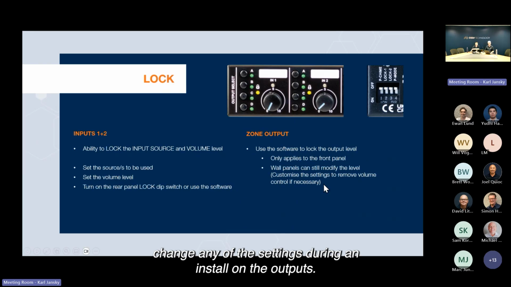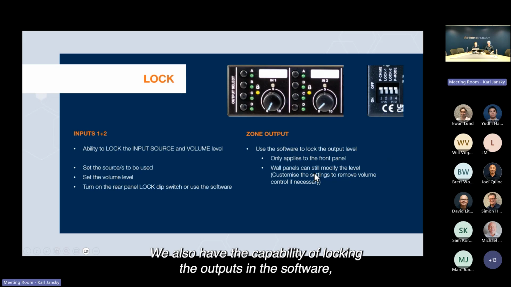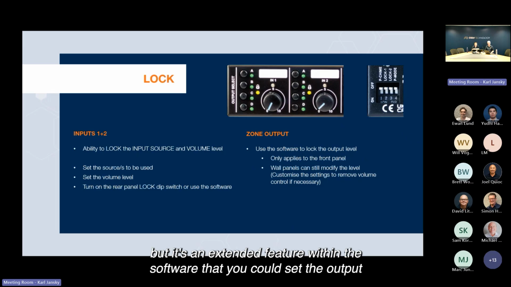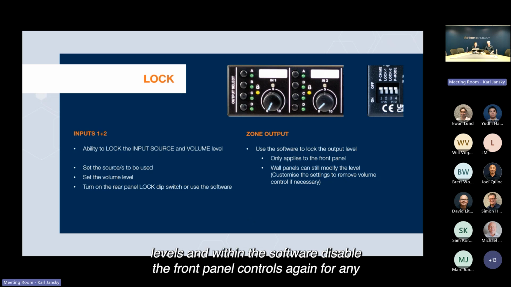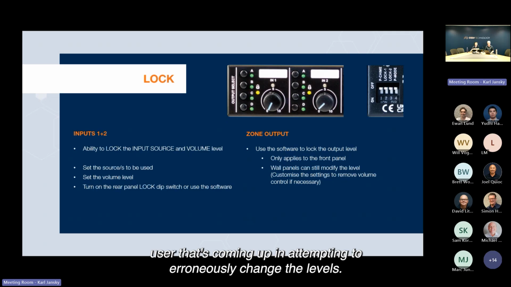On the outputs, we also have the capability of locking the outputs in the software. That doesn't exist as a dip switch selection on the product, but it's an extended feature within the software. You can set the output levels and, within the software, disable the front panel controls, again for any user who comes up and attempts to erroneously change the levels.